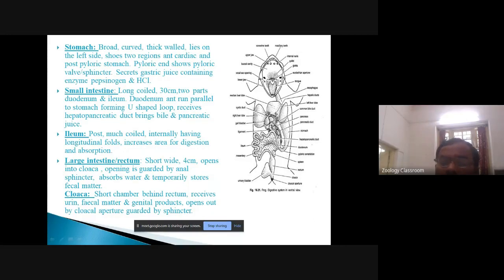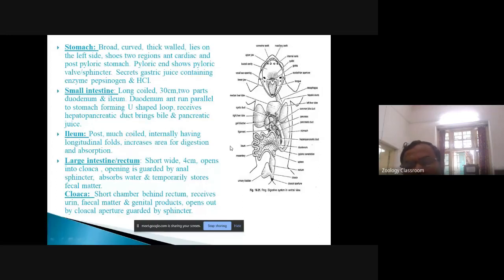This duodenum further receives one common duct. It is called the hepatopancreatic duct, which carries the bile and the pancreatic juice into the duodenum. Now come to the ileum. The next portion is the ileum. The ileum is the posterior portion of the small intestine.